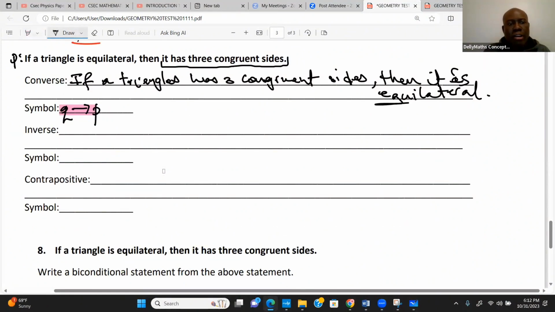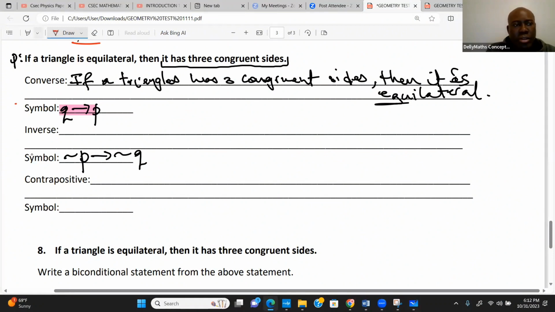Now the inverse. I'm going to put the symbol first. An inverse negates the hypothesis and the conclusion. So it's going to be not P, not Q. So if not P, then not Q. It's going to negate both, and we're going to keep the hypothesis first and the conclusion after. So we're going to negate the original statement.